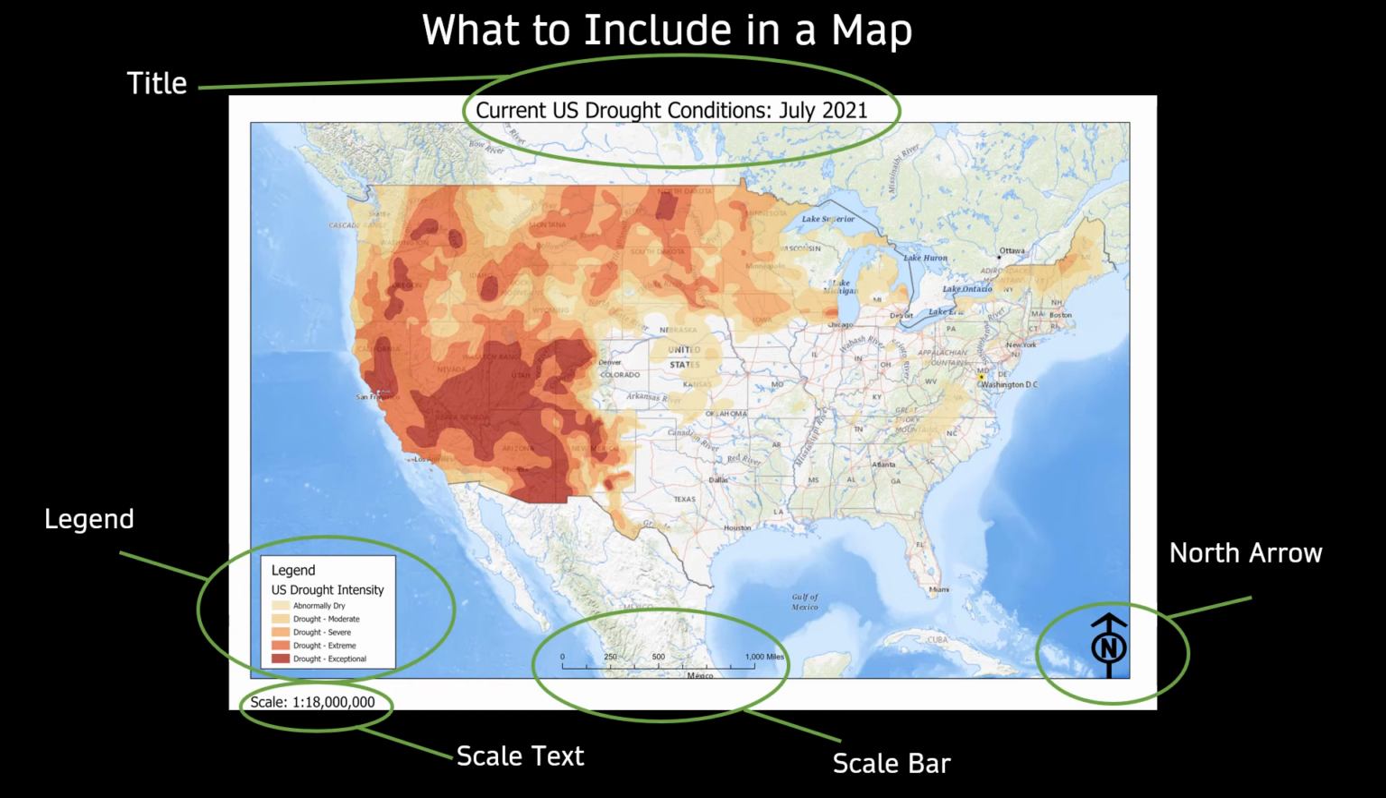Next, let's move to the bottom left corner and we'll talk about the legend. So a legend uses the same symbology which is displayed in your map to let a map viewer know what that symbology means, right? So in this instance, the legend is letting us know that those varying colors are depicting different intensities of drought.